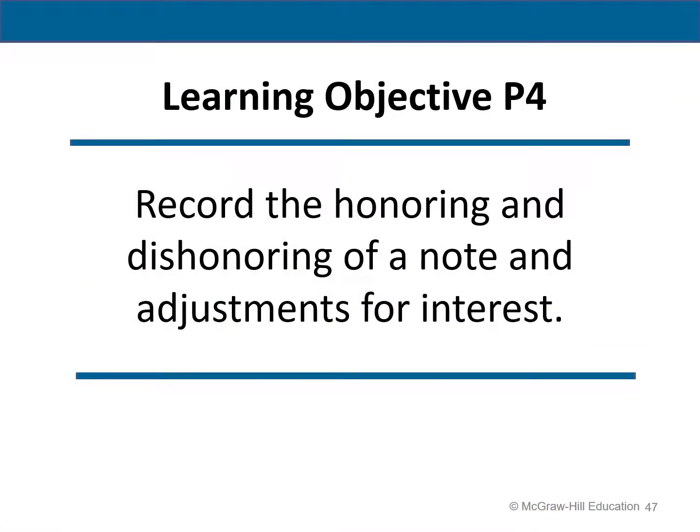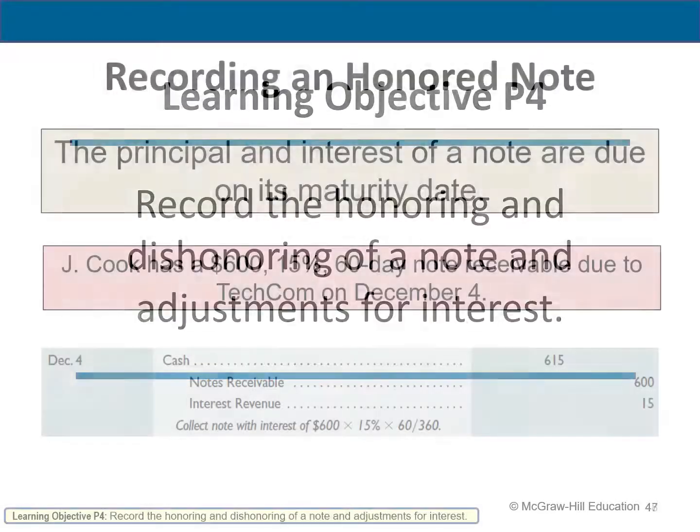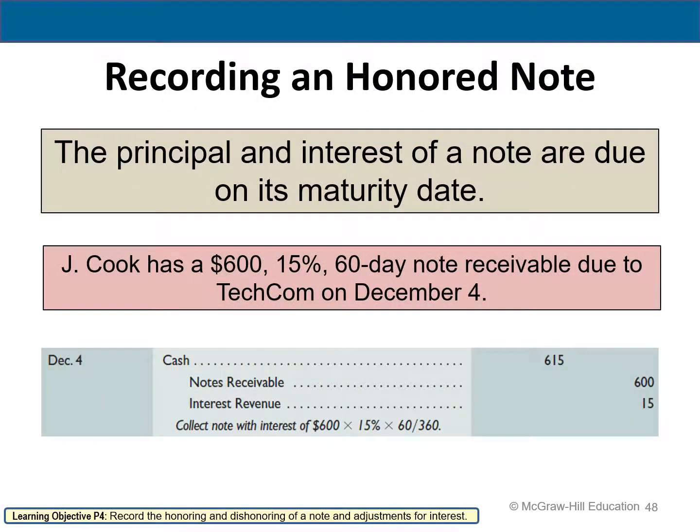All right, so recording the honoring and dishonoring of a note and adjustments for interest. When we record an honored note, principal and interest of a note are due on its maturity date. So this J Cook note receivable we established in the previous slide, now here we are 60 days later and they've paid us. So we're going to record the cash that we receive, but the cash we receive is going to be both the principal and the interest.